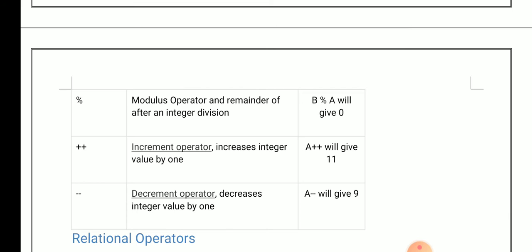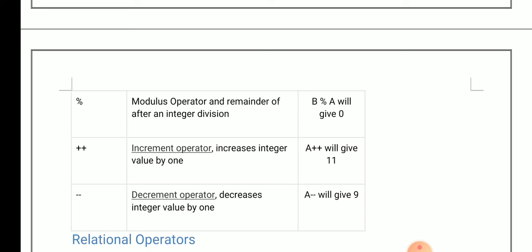So what is plus plus? The increment operator. What is minus minus? The decrement operator. Why are we using the increment operator? To increase the value by 1. And why are we using the decrement operator? To decrease the value by 1. So dear students, these are a few of the arithmetic operators that we are using in C++.